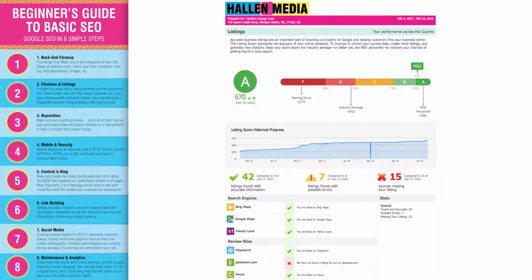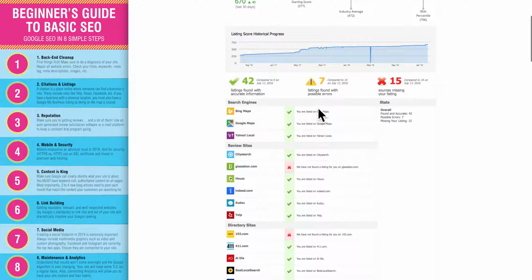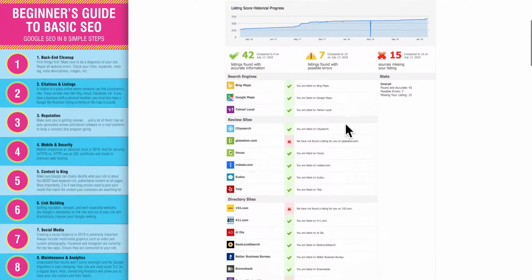Number two, jumping into citations and listings. Example of a listings report for a Carolina garage door. They've gone from a starting score of F into the 91st percentile, grade A, during the life of being a client with us. You can see that they're indexed with Bing, Google, and Yahoo right out of the gate, as well as many other review and directory sites.